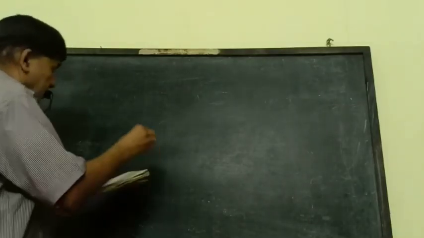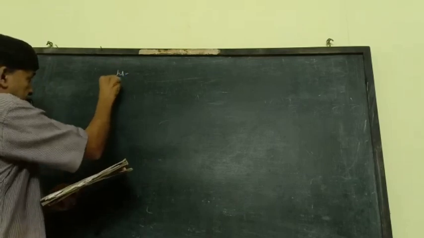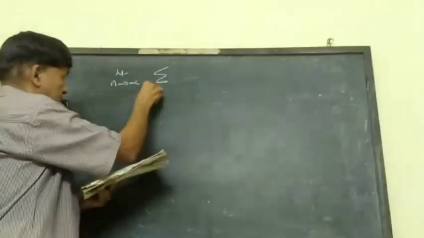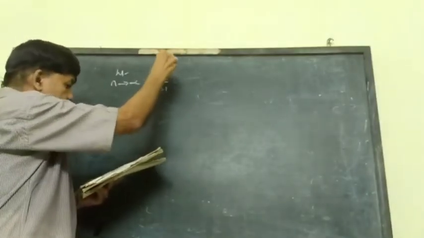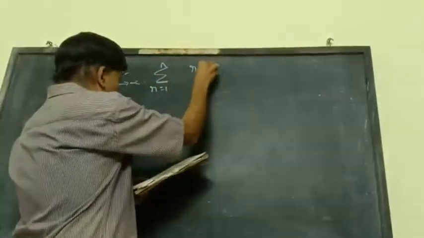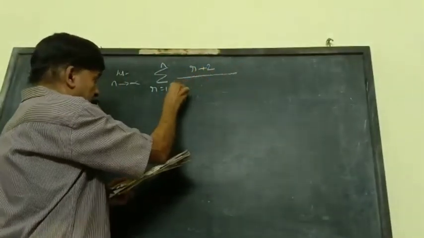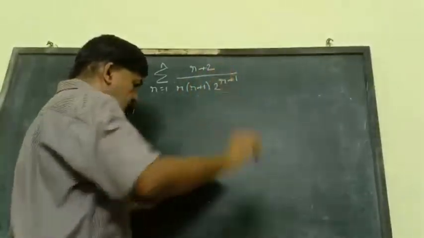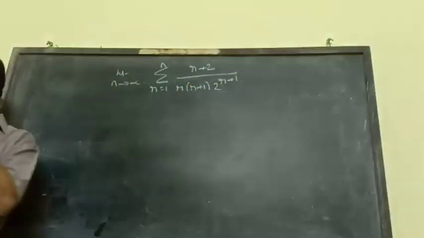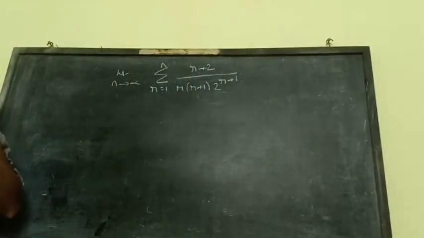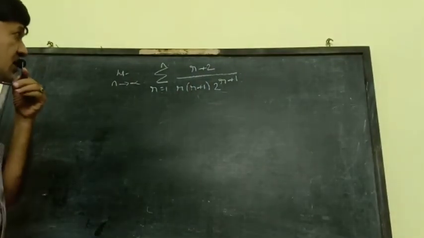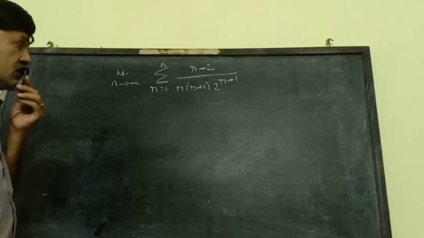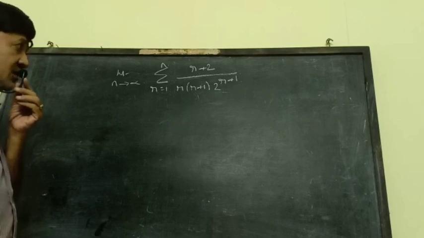Our next question is: limit n tending to infinity, sigma r is equal to 1 to n of (r plus 2) by r into (r plus 1) into 2 to the power of (r plus 1).